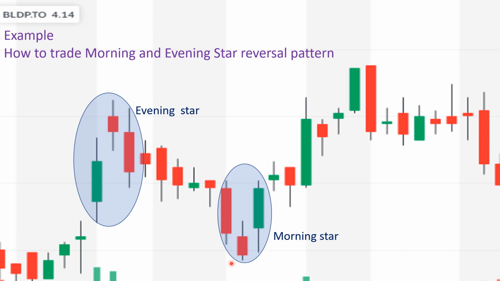Or you can use candlestick math blending and you get the same result, as I explained in my previous slide. And you see after that the price is going upward. So that's how you trade the morning and evening star reversal pattern.